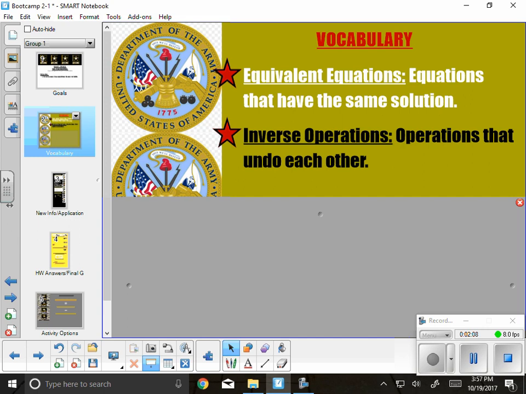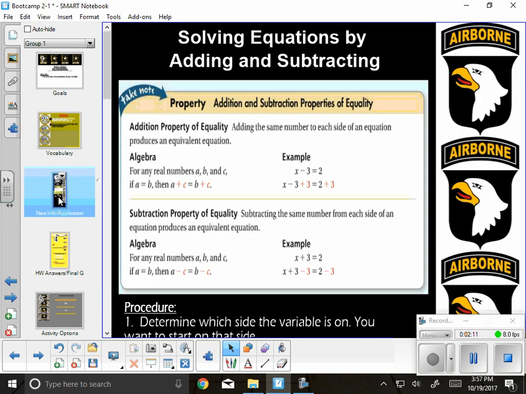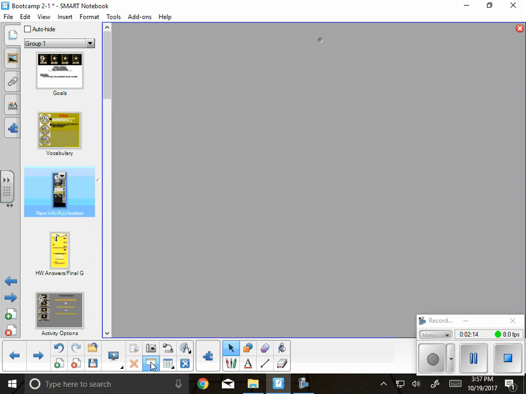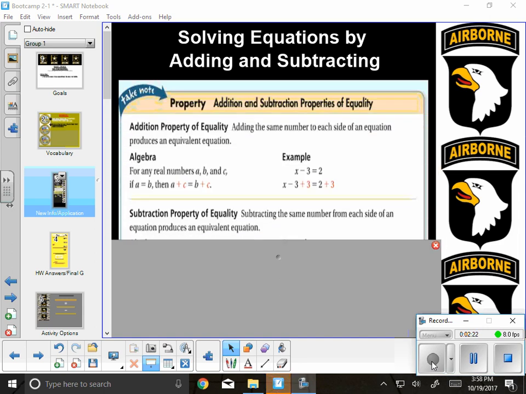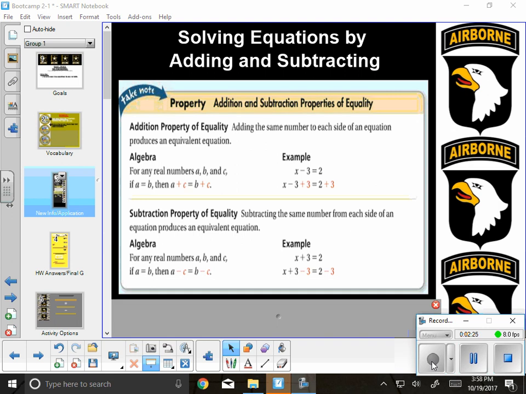So now we're going to get into the meat of the lesson. We are going to start off by solving equations by adding and subtracting. We have two properties here. If I'm being honest, I don't really think I'm going to need you to write these down, but if you want to, go right ahead. The first one is the addition property of equality. You're going to be adding the same number to each side of an equation, which produces an equivalent equation. Next, we have the subtraction property of equality, which is very similar, meaning you're going to subtract the same number from each side of an equation to produce an equivalent equation.